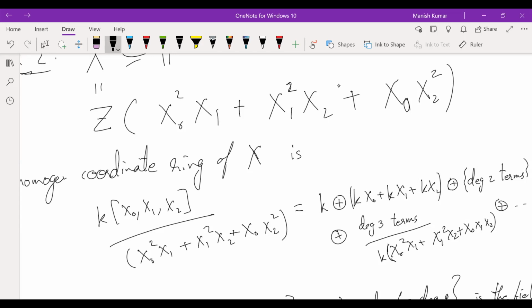So you can write this ring as: in degree 0 piece you have k, in degree 1 piece you will have kx0, kx1, kx2, and similarly degree 2 terms will be there. So you write it as a direct sum of k vector spaces. Forget about the multiplication structure for now. It's a graded ring, right? Yeah, it is a graded ring. So I'm just trying to say what it means.